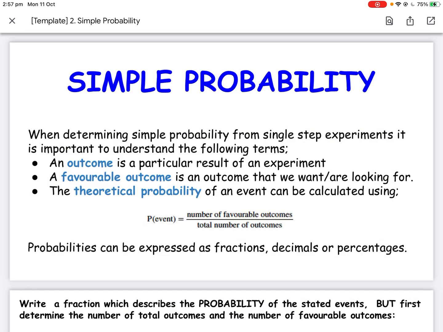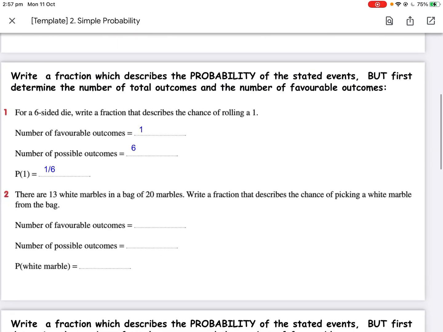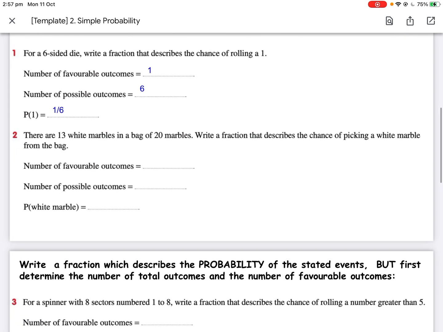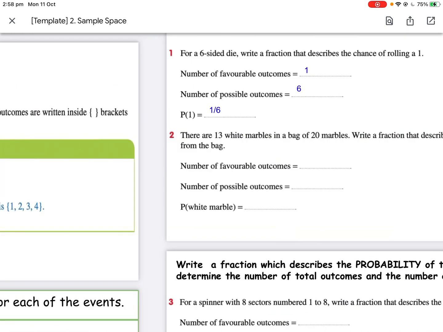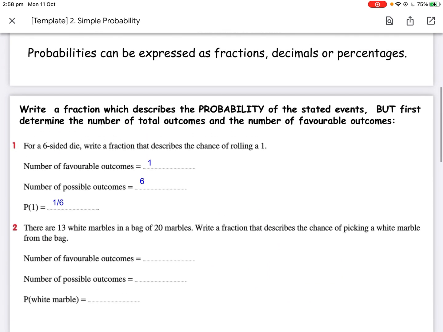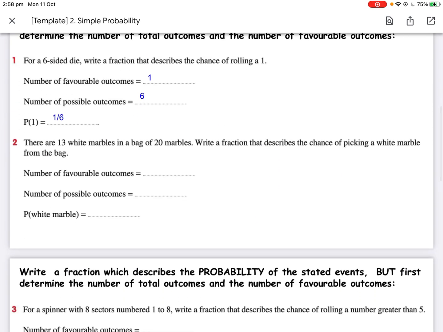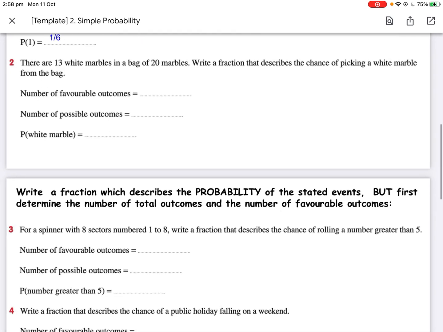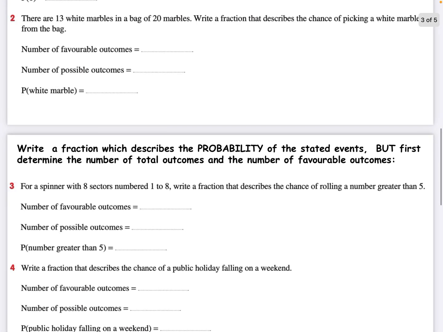That one, isn't it? Alright, let's have a quick go at this one, because it had quite a few in it. For a 6-sided die, write a fraction that describes the chance of rolling a 1. That's done for us. Let's try number 2. There are 13 white marbles in a bag of 20. So, how many white marbles are there?